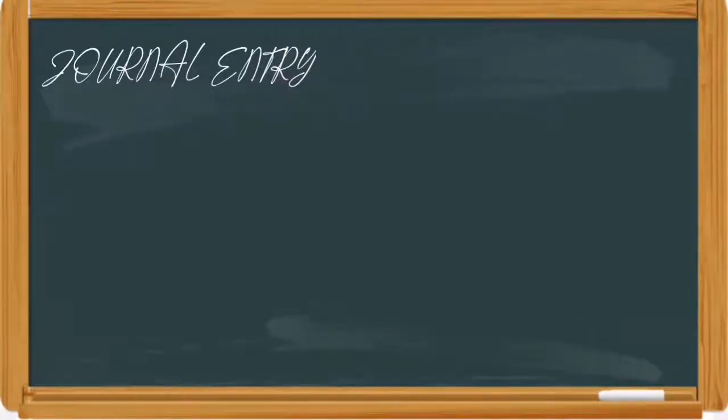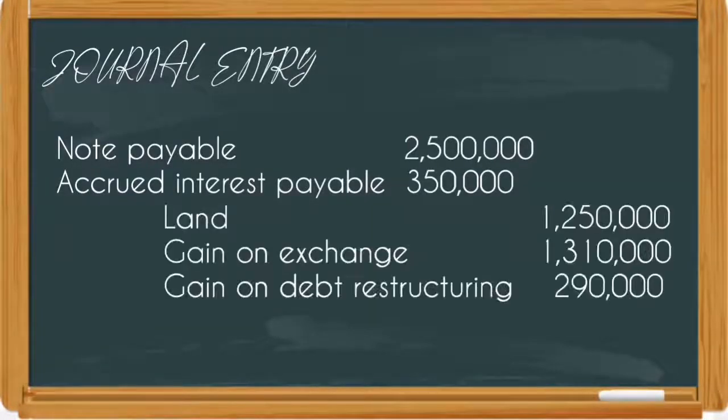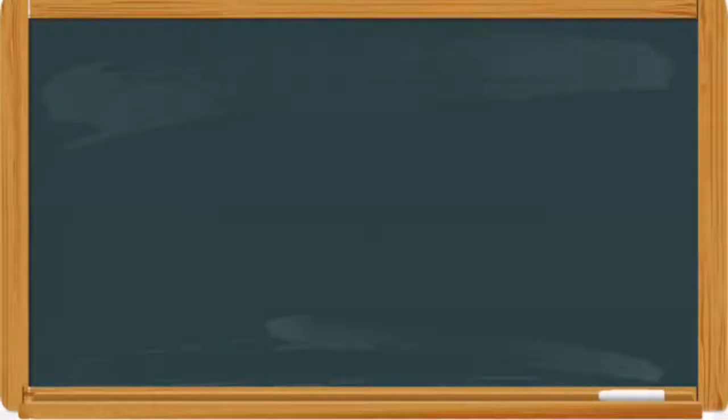Next is the journal entry. So they recognize the two liabilities, debit notes payable 2,500,000 and accrued interest payable 350,000. They recognize also the land, so credit land 1,250,000 and they recognize the two gains, credit gain on exchange 1,310,000 and gain on debt restructuring 290,000.